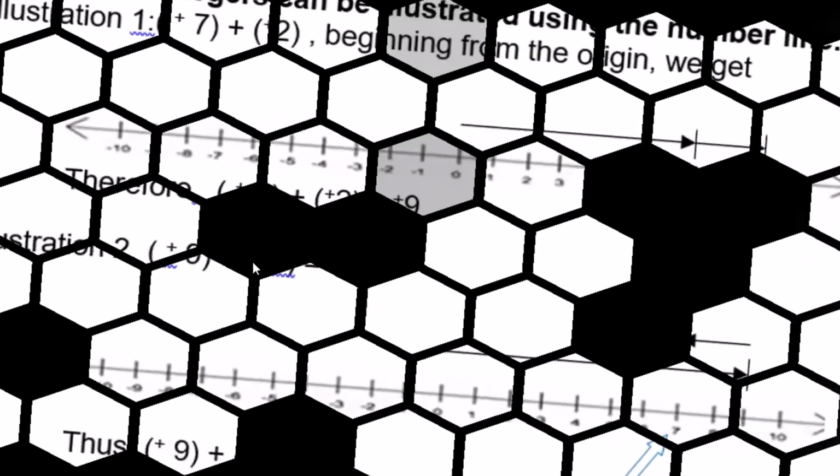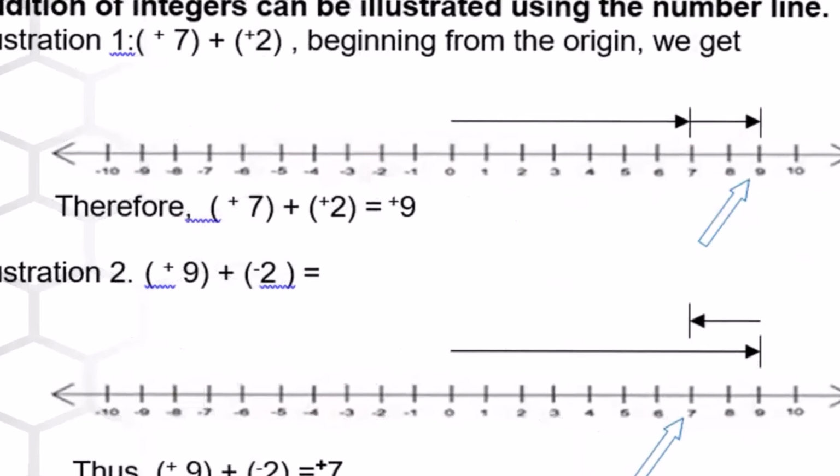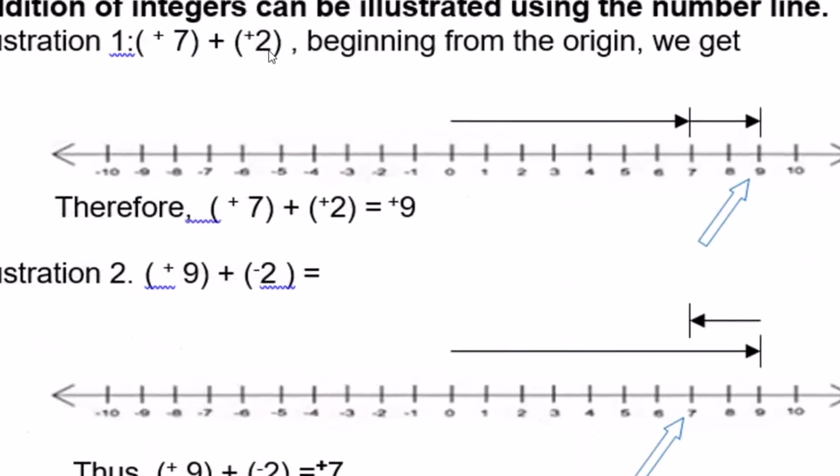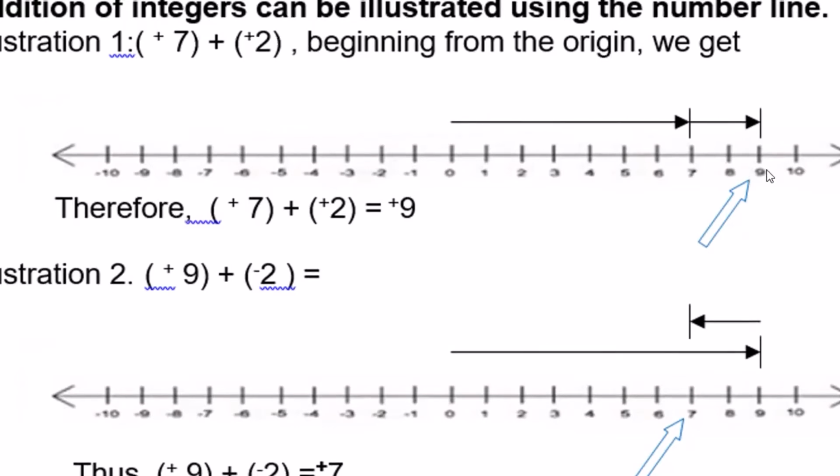So let's have an example using the number line. So let us add positive 5 plus positive 2. We begin from the origin, so from 0 going to 7, at mag-a-add tayo ng 2 units from positive 7, then 1, 2. So nagtapos tayo sa 9. Therefore, positive 7 plus positive 2 is equal to positive 9.